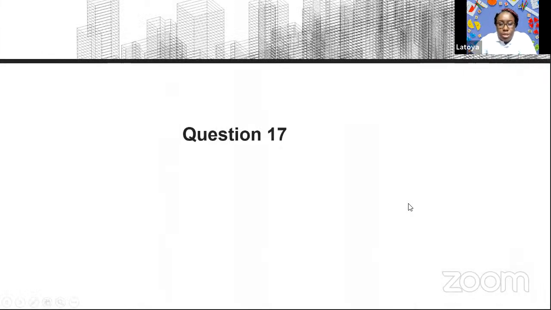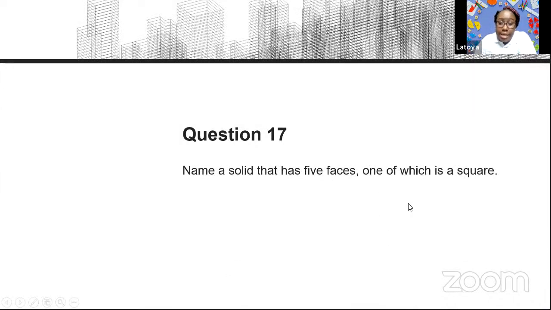Next question, question number 17. Name a solid. Let's see who will get this. Name a solid that has 5 faces, one of which is a square. They didn't ask you for a plane shape. You need to be mindful that we're not confusing plane shapes with solids. Name a solid that has 5 faces, one of which is a square.